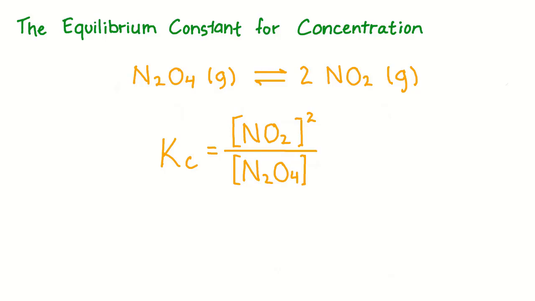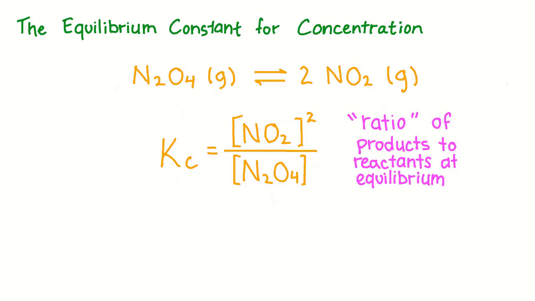From here, we could easily calculate the value of the equilibrium constant if we knew the equilibrium concentrations of nitrogen dioxide and dinitrogen tetroxide. If we were to do that, what exactly would the value of the Kc for this reaction tell us? The value of the equilibrium constant is like a ratio of the amount of products to the amount of reactants at equilibrium. However, it's not a true ratio because we're raising the concentrations to the powers of the stoichiometric coefficients.